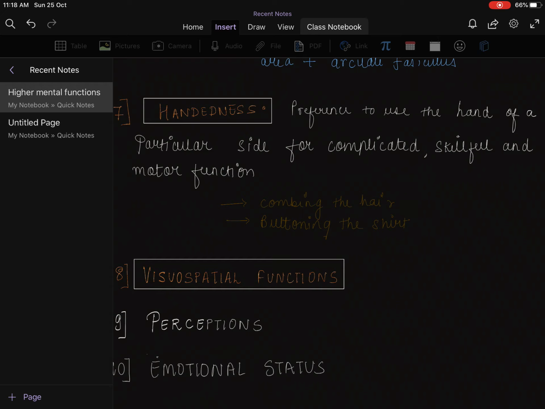The other part is prosopagnosia. Prosopagnosia is the inability to identify a familiar face, which occurs in parieto-occipital lesion. The other one is anosognosia. It is the lack of awareness to recognize the paralysis. It is due to a right parietal lobe lesion.